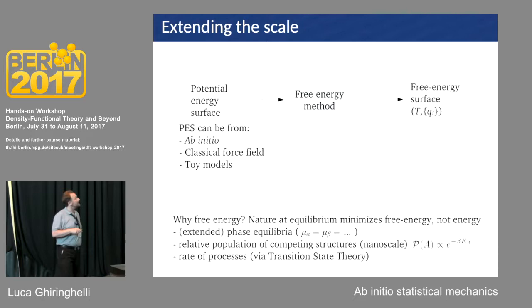Okay, this I've already said. So nature minimizes free energy at equilibrium, and this is important in order to understand phase diagrams at equilibrium. Each phase has the same chemical potential, so by equating chemical potentials, whenever we can calculate the chemical potential of all the species, we find the phase equilibria of the phases.